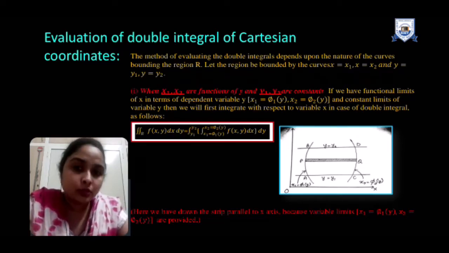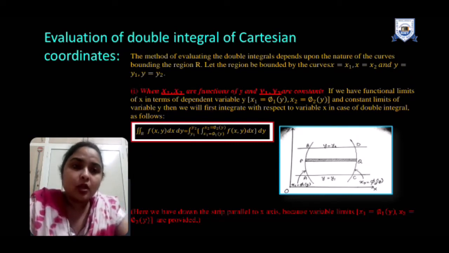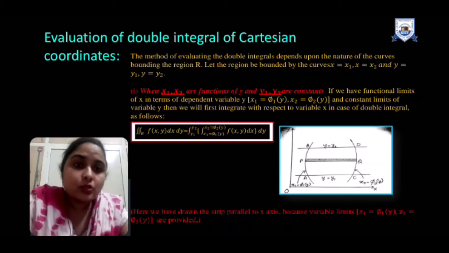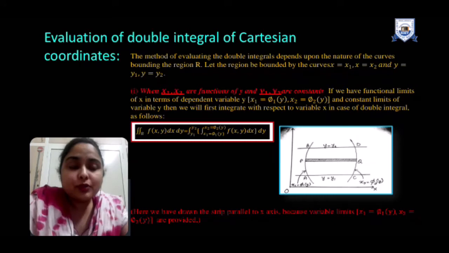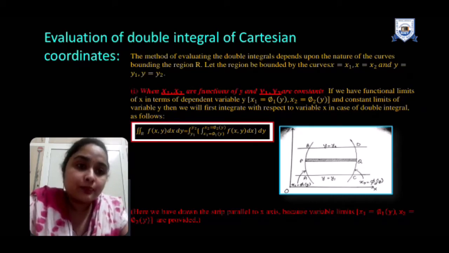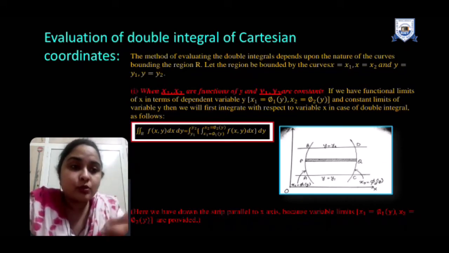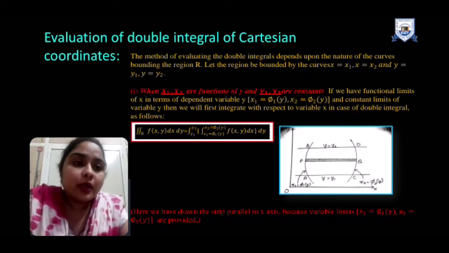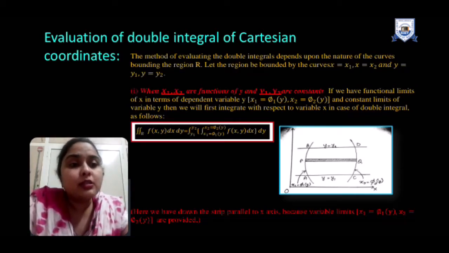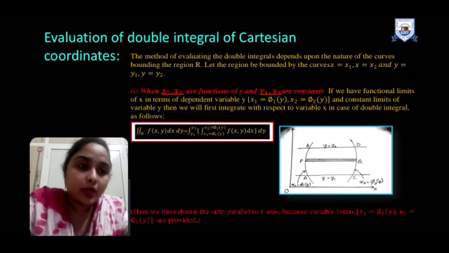Sometimes you have used a to b limits and all. But here we will have functional limits, like x equals y square, x equals 4ay, and so on. So in the first case, we will discuss when x1 and x2 are functions of y and y1 and y2 are constant. Correlating with the diagram, if we have x1 equals f1(y) and x2 equals f2(y), we will have the curves parallel to the y axis. You can see the curves are mentioned here, and I have marked the arrows to represent which curves are x1 equals f1(y) and x2 equals f2(y). Taking this in mind, also note that in this case the rest of the limits for y will be constant. You can see the constant lines y equals y1 and y equals y2 parallel to the x-axis.